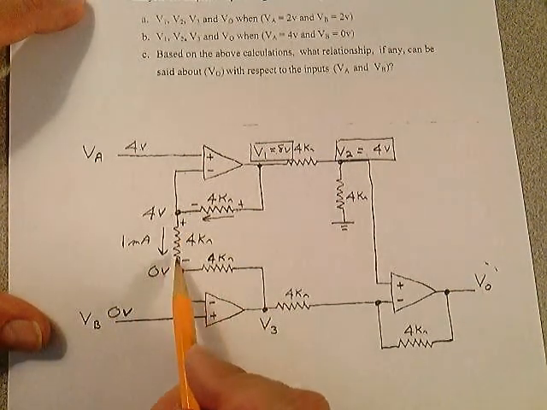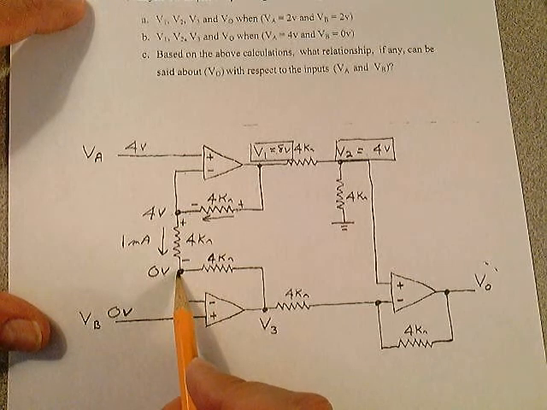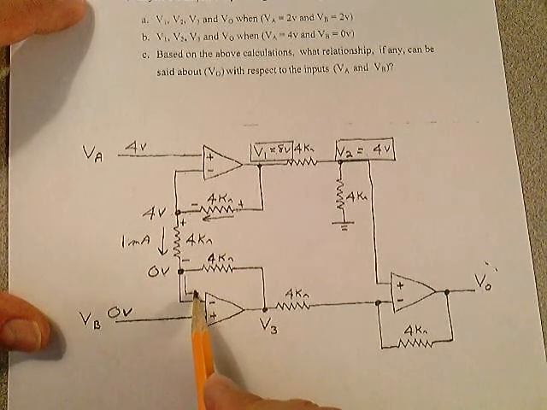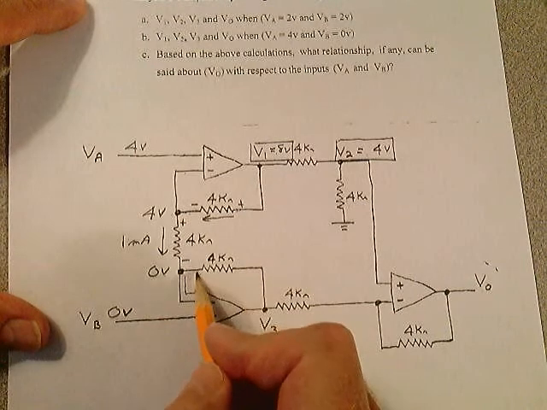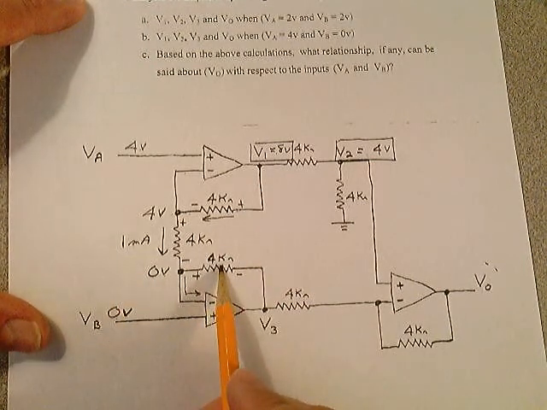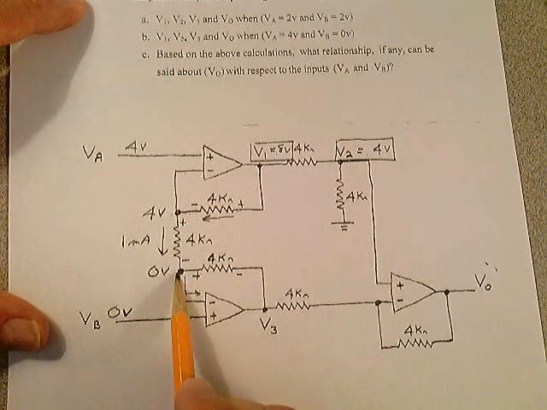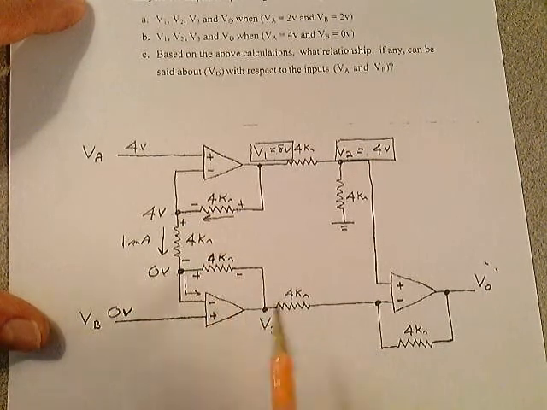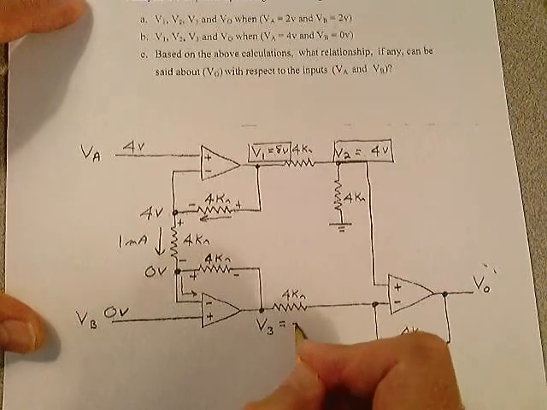If you have 1 milliamp flowing down here for the reasons we discussed, none of the current goes here. All the current goes through here, plus to minus. If you have 1 milliamp flowing through 4 k ohms, that's 4 volts. If this is 0 volts and it's plus to minus, that leaves V3 at a minus 4 volts.